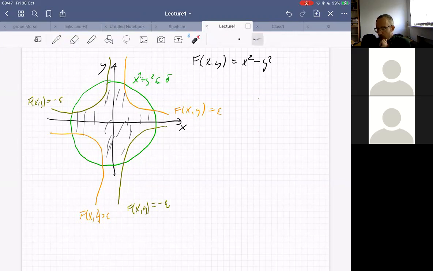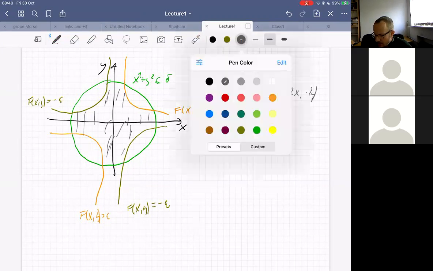So we have also a vector field Xi, which is like a gradient. And the vector field Xi is 2x minus 2y. So let me draw the vector Xi also here.